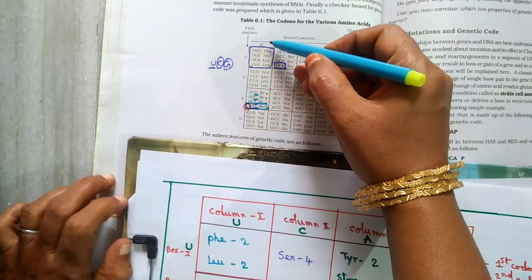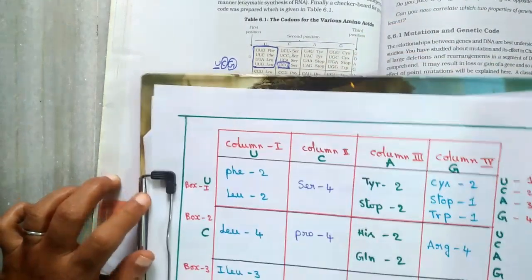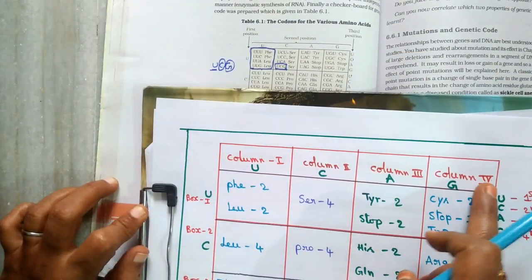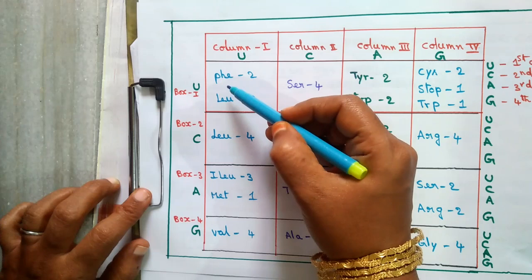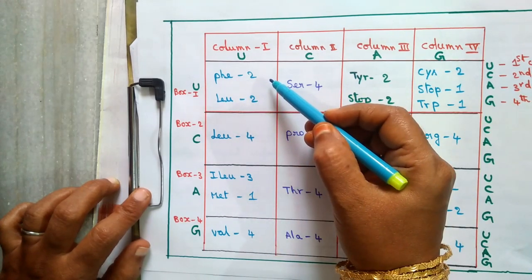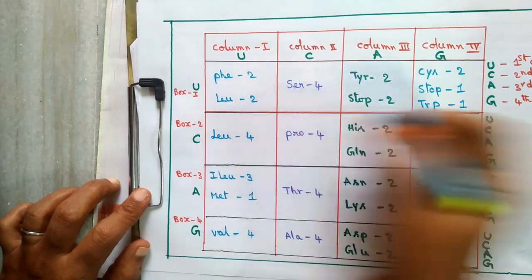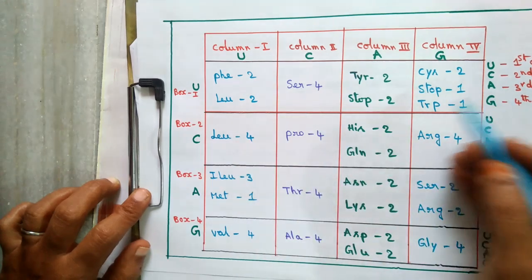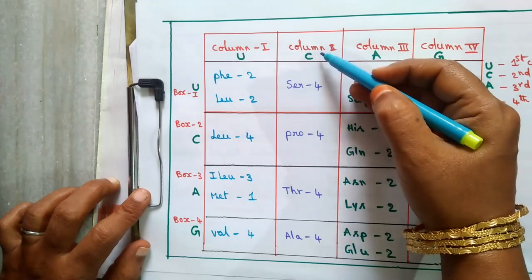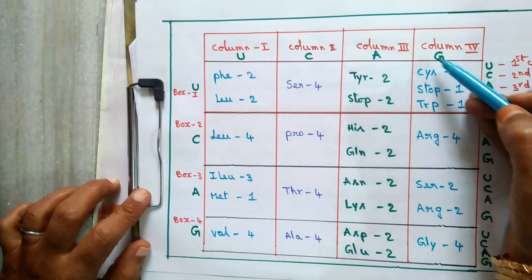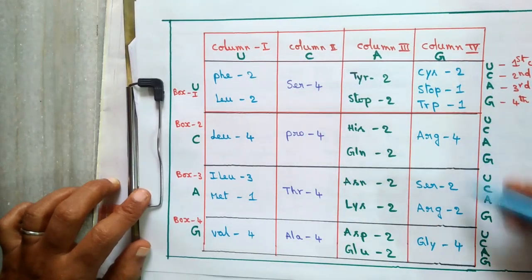What I told you: in each column, 4 boxes are there. This is the first column, second column, third column, fourth column. In the first column, first box, phenylalanine. Phenylalanine is an amino acid coded by 2 triplet codons. The next 2 codons code for an amino acid called leucine. The first column is completely represented by U, the second column by C, the third column by A, and the fourth column by G. That is the second base of a triplet codon.